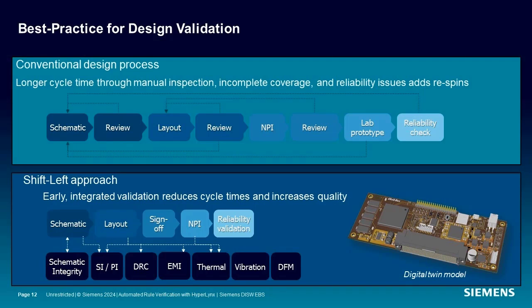We call the ideal process the shift left approach because validation is pushed as early as possible in the process. Ideally, right after an error could be made in the system definition, the schematic, or the layout stages, and the person running the validation is the author at that stage. For instance, the design engineer at the schematic stage, or the layout designer at the layout stage. And to enable this process, the validation tools must be tightly integrated with the authoring environment and easy to use. Ideally, the digital twin model of the design is automatically created, greatly simplifying the validation process.